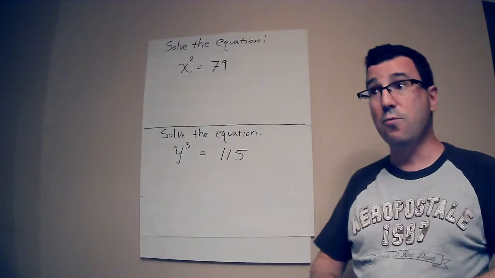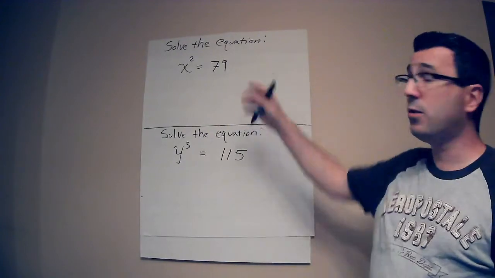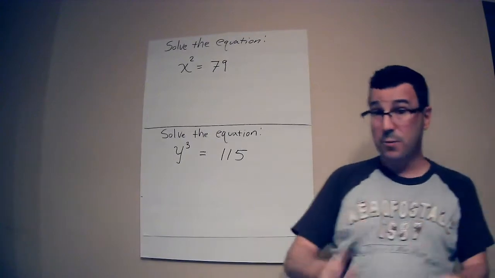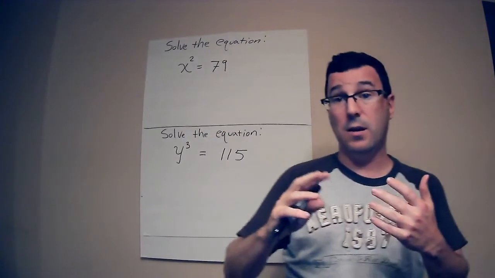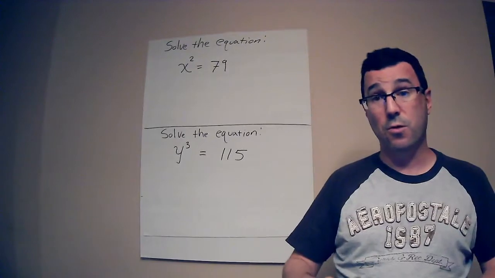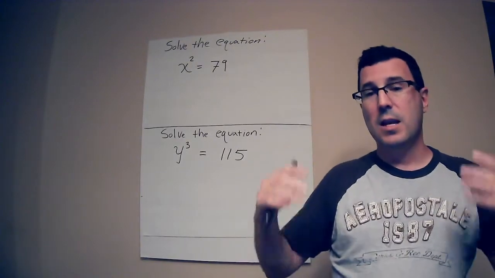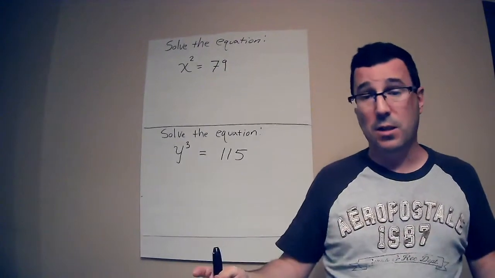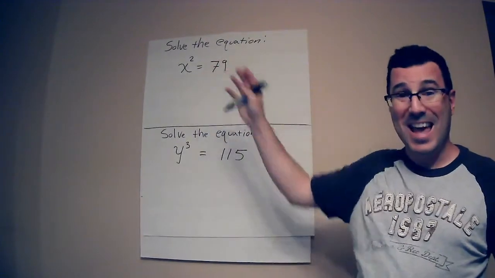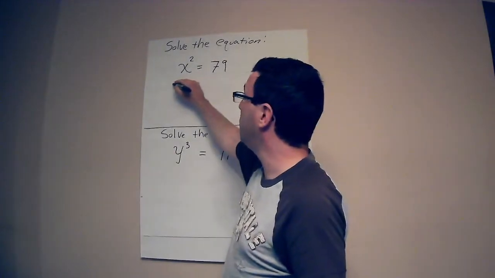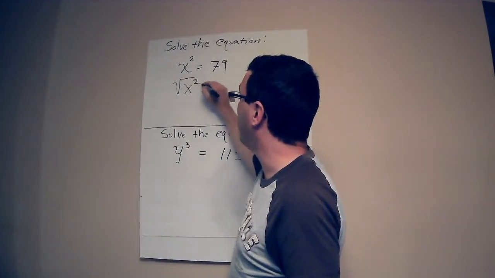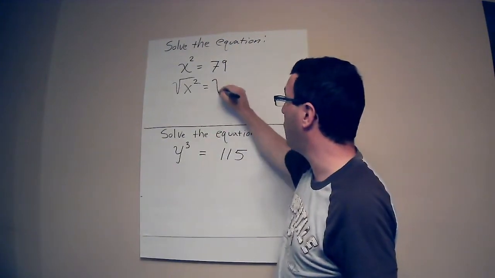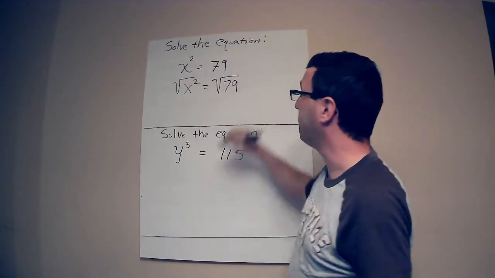So now we have two more equations. Solve the equation x squared equals 79. So as we saw before when we had another equation like this, we're going to take the square root because we have to get the variable completely alone. So we need to make that just x. So I'm going to do the square root of x squared, and whatever we do to one side, we have to do to the other. So square root of 79.